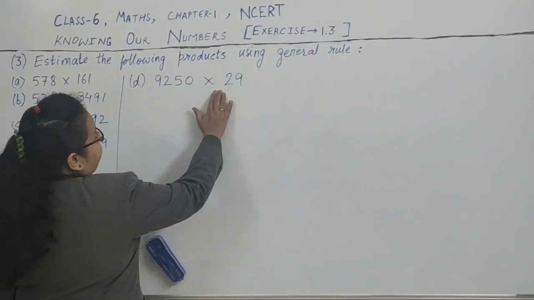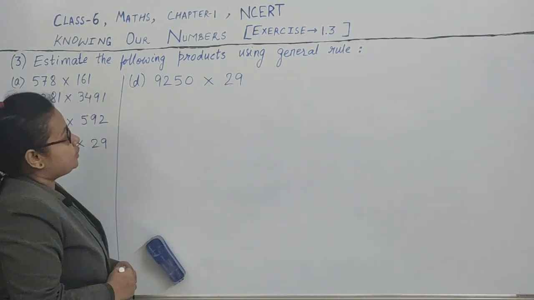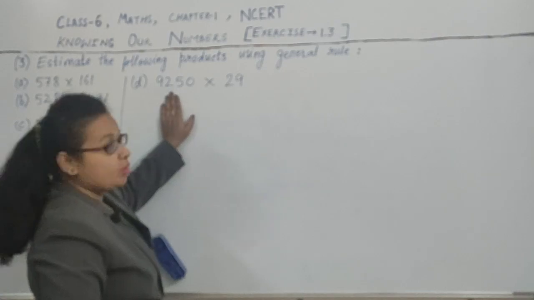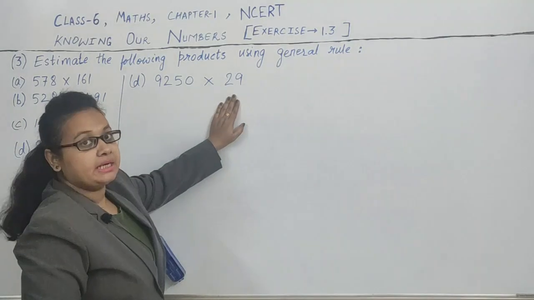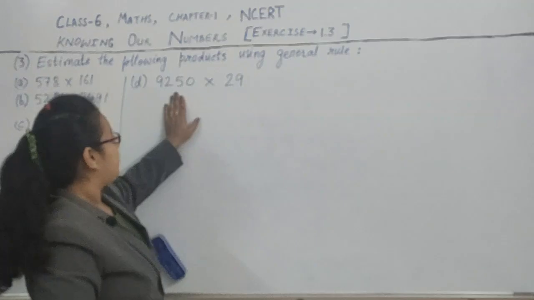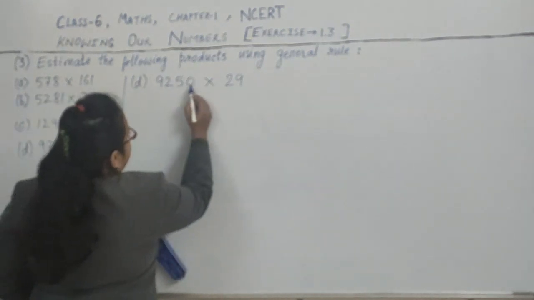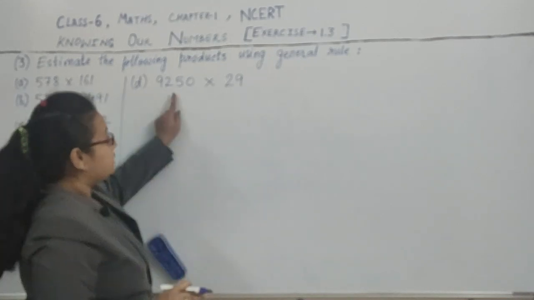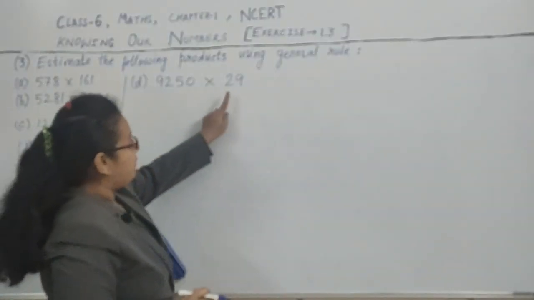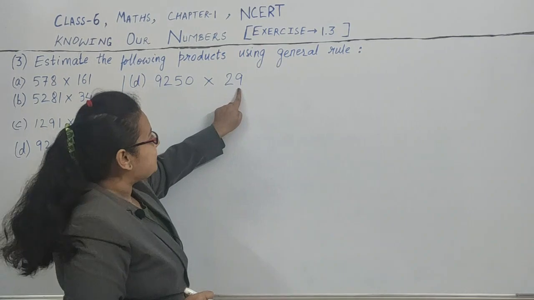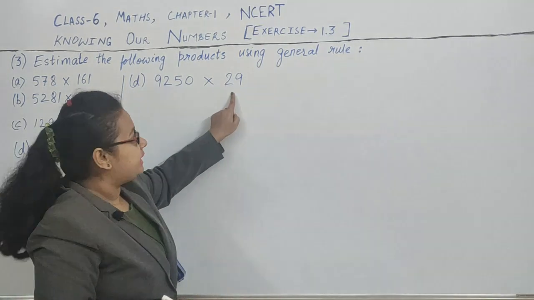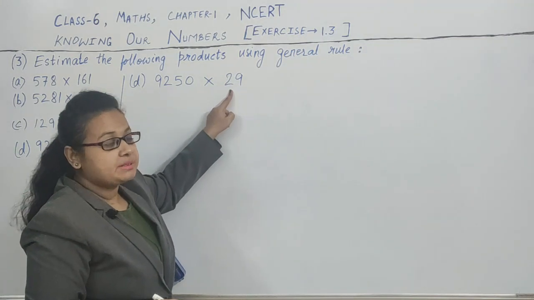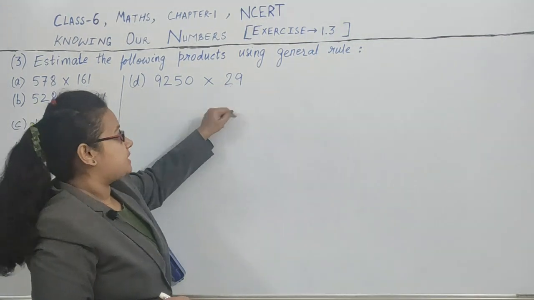Now let us estimate this product using the general rule. So what is the general rule? We have to estimate this product by rounding off each number to its greatest place. This is the general rule. So the greatest place for this number is ones, tens, hundreds, thousands. So this number will be rounded off to the nearest thousands. And what is the greatest place for this number? Ones, tens. This number has the greatest place as tens place. So this number will be rounded off to the nearest tens because the greatest place is tens for this number.